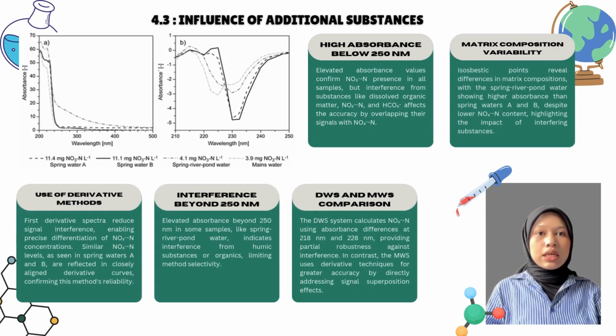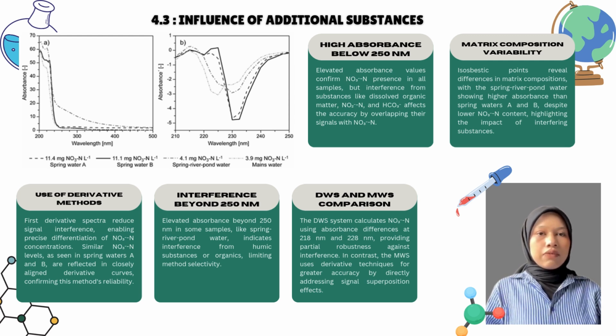This study explores the influence of additional substances on NO3-N absorbance in water samples. Elevated absorbance below 250 nanometers confirms the presence of NO3-N, but interference from organic matter and other ions impacts accuracy. Isosbestic points reveal variations in matrix composition, with Spring River pond water showing higher absorbance than spring waters A and B, despite lower NO3-N levels, highlighting interference effects.